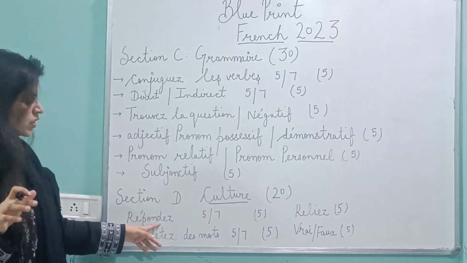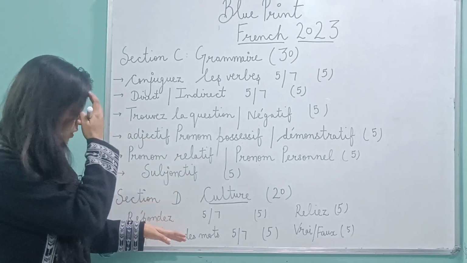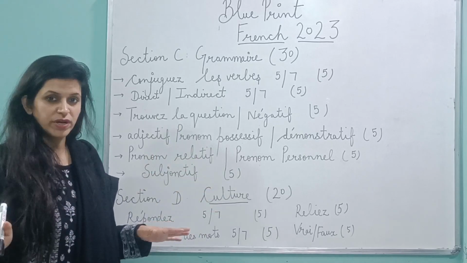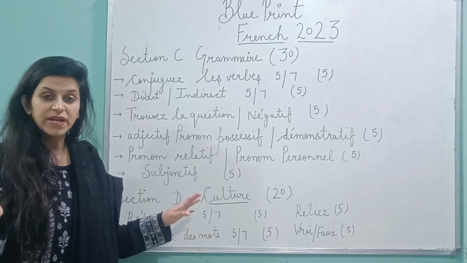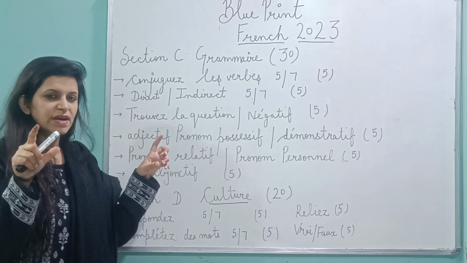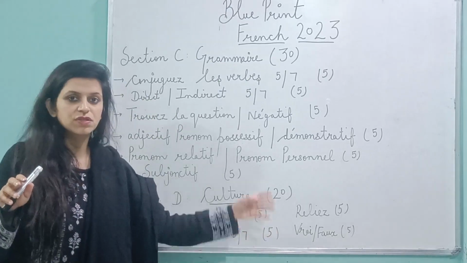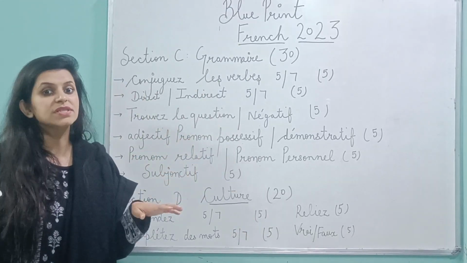Okay, so first question will be répondez. 7 questions will be given, and out of those 7 questions, you need to attempt any 5. They are going to cover all types of questions. So répondez will be there. Compléter avec des mots will be there. They're going to give you, for example, 7-8 words, and 5 sentences will be there because it is 5 marks. You need to fill those appropriate words in those sentences.